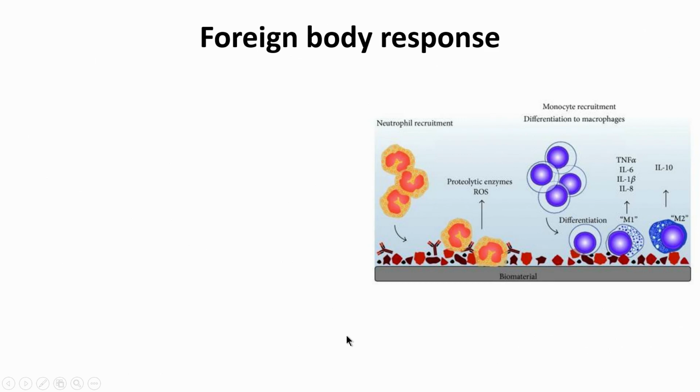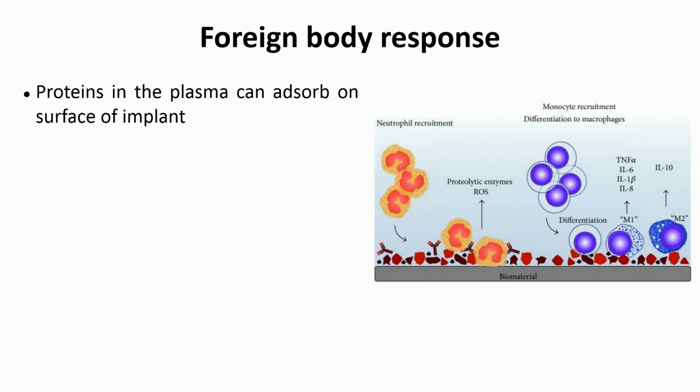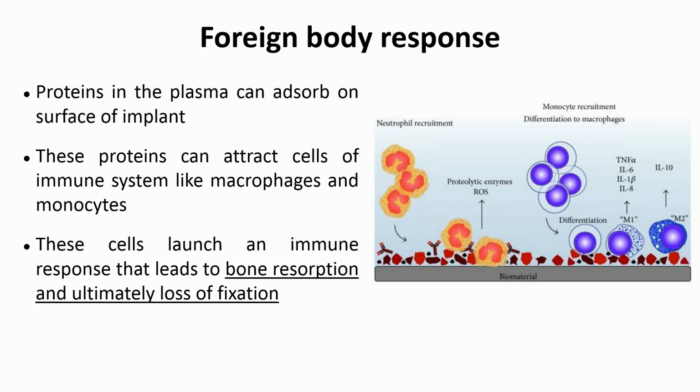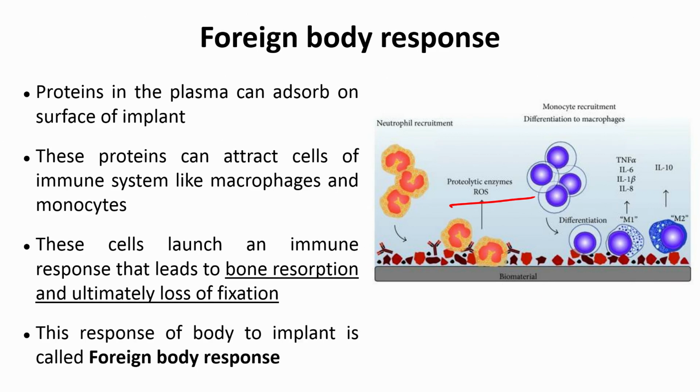And again, just a quick thing on the foreign body response. As I said, you can have all kinds of proteins getting deposited, and if they are triggering inflammation, then these things will attract macrophages and monocytes from the immune system. This is going to launch a whole immune response, all kinds of cytokines, all kinds of enzymes being released, and eventually the bone around it, because of all this inflammation, will resorb. So, this is essentially called a foreign body response.